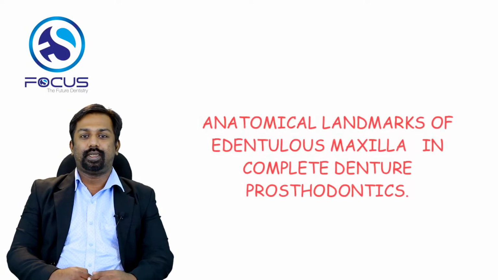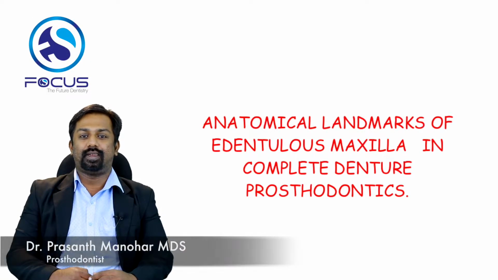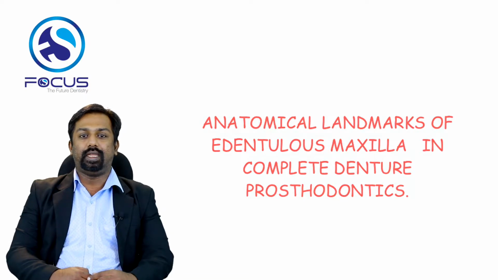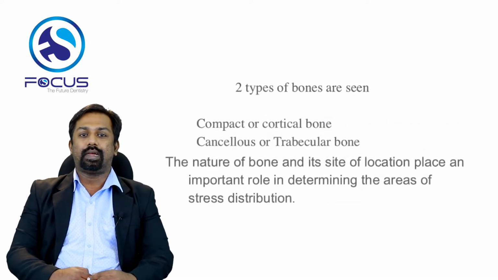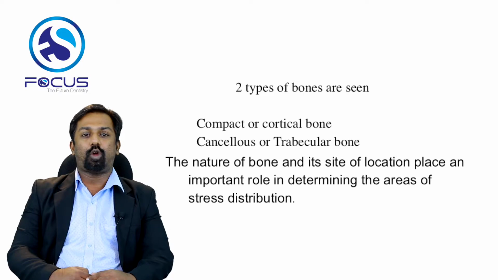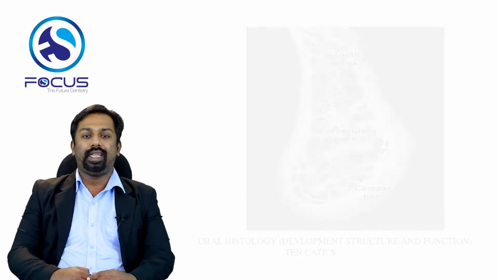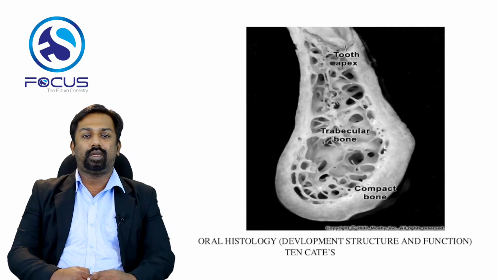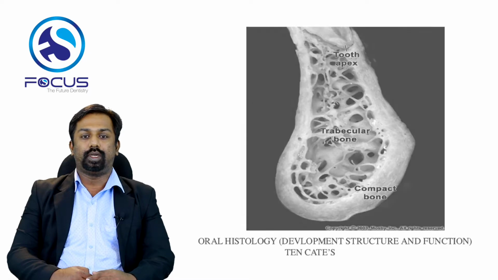Today's topic for discussion is Anatomical Landmarks of Edentulous Maxilla in Complete Denture Prosthodontics. Before discussing the anatomical landmarks, we will have a brief description about bone and the lining mucosa. Bone is composed of outer cortical bone or the compact bone and inner cancellous or trabecular bone. The nature and the site of location of these bone determines the stress distribution.